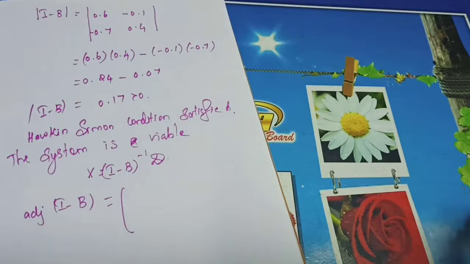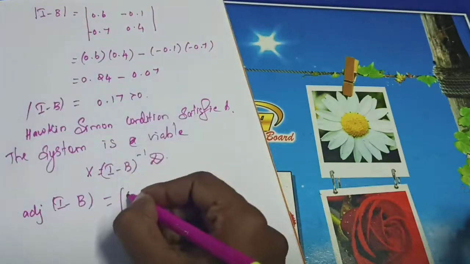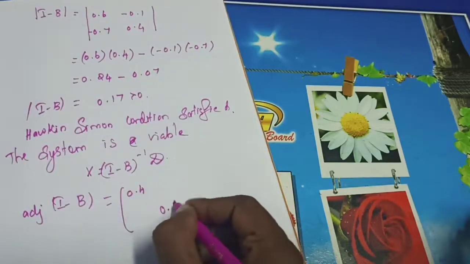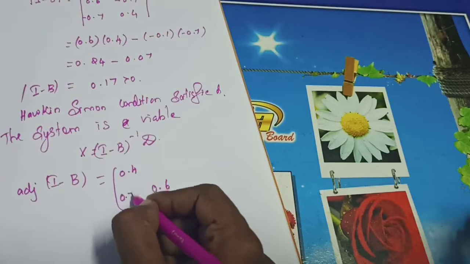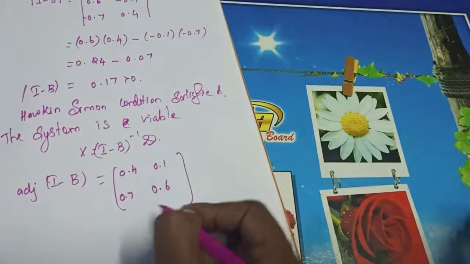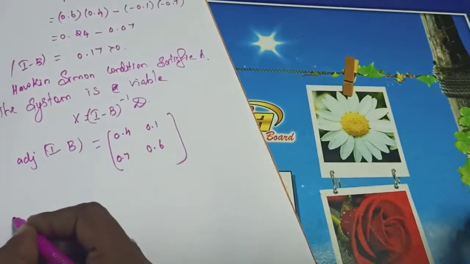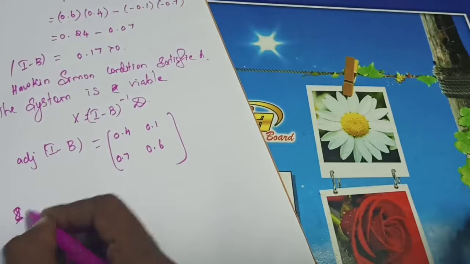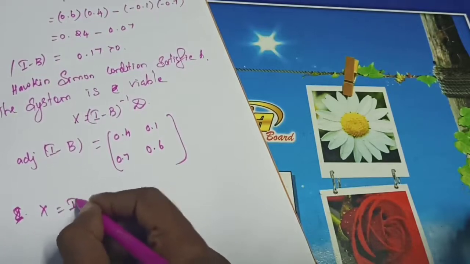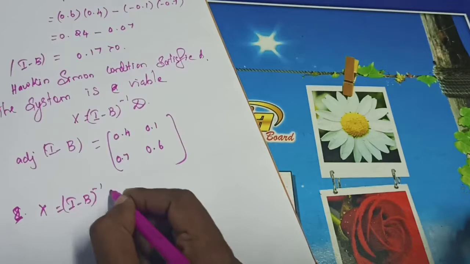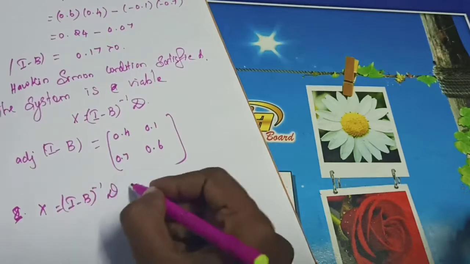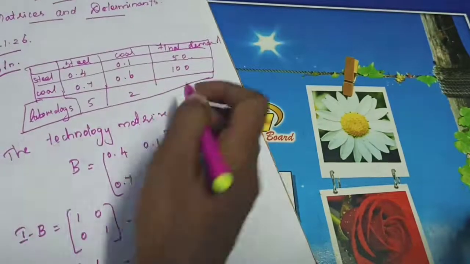This is I minus B. So adjoint of I minus B means we will change this. So 0.4, 0.6. Here we will change the sign. 0.7, 0.1. Correct? Then X is equal to I minus B the whole inverse into D. What's the D value which is given?